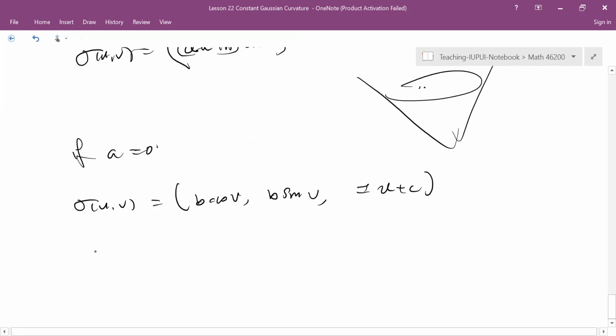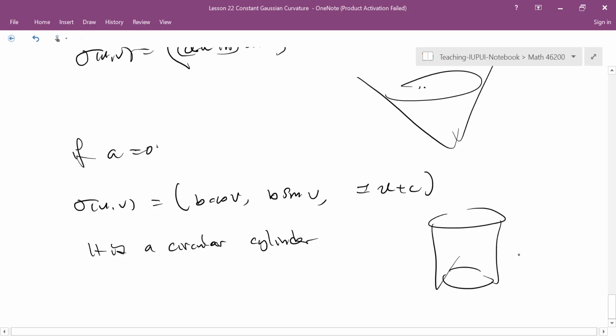Okay, so this is a circular cylinder, okay, with radius b. Right. A circular cylinder has constant curvature 0, and this also has constant curvature 0. Now, why does the cone have constant curvature 0?